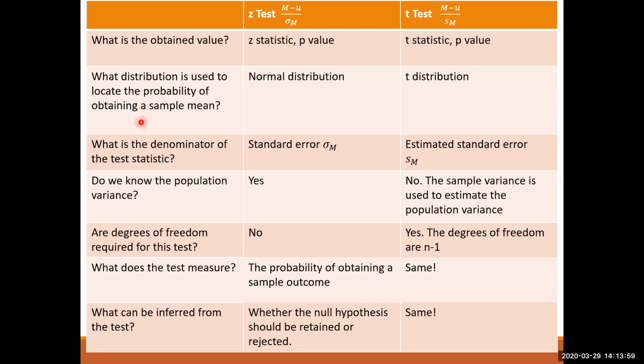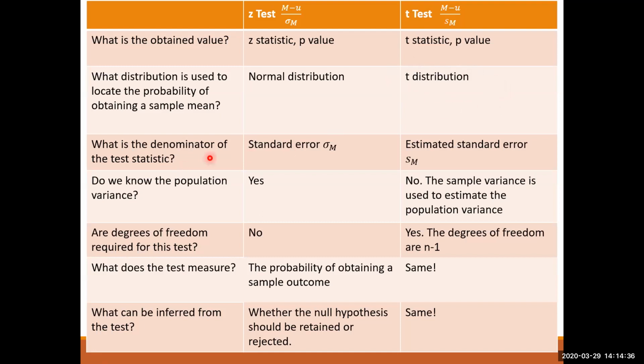What distribution is used to locate the probability of obtaining a sample mean? Well, for a z-statistic, we will use a normal distribution, right? Because when we transform our raw scores into z-scores, automatically we form a normal distribution with a mean of 0 and a standard deviation of 1. However, because we're taking a sample, a group of scores from that distribution, and creating another distribution with that sample, it becomes a t-distribution.